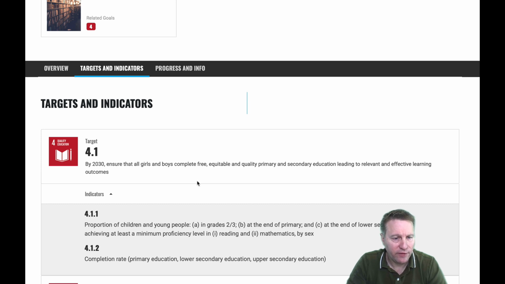And here they have defined 2 indicators, 4.1.1 and 4.1.2. The proportion of children and young people in grades 2/3, at the end of primary and at the end of lower secondary, achieving at least a minimum proficiency level in reading and mathematics, by sex, and 4.2 as well.